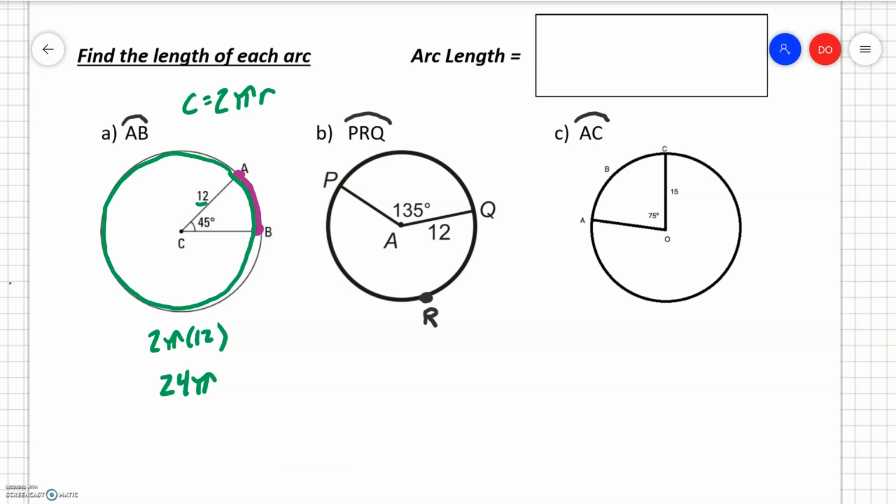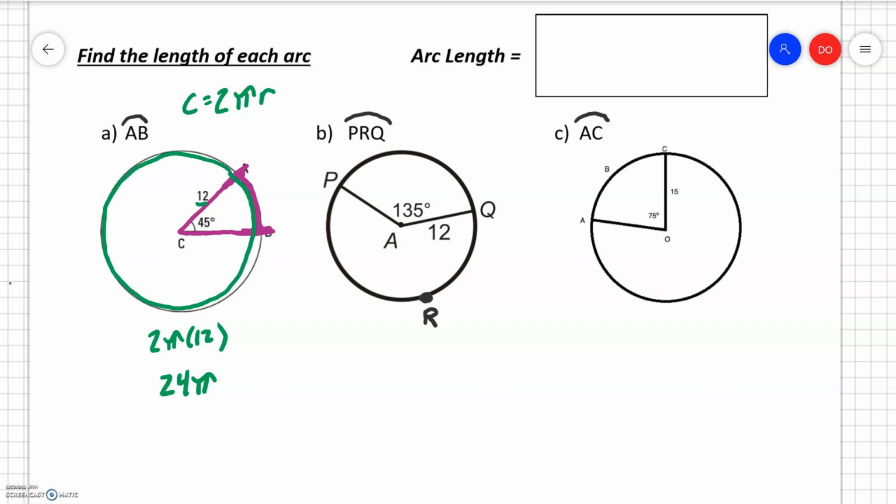Well, the thing is, I don't want to walk around the entire circle. I want this portion of the circle. I want that slice of the pie. So we have to figure out a way to figure out how much this arc takes up on the entire circle.